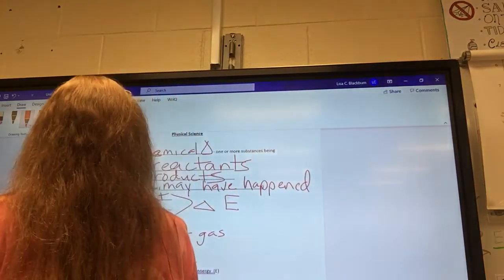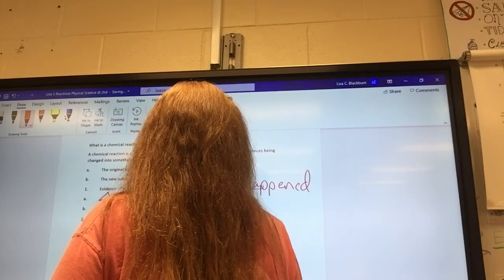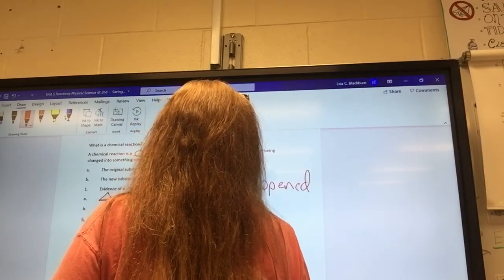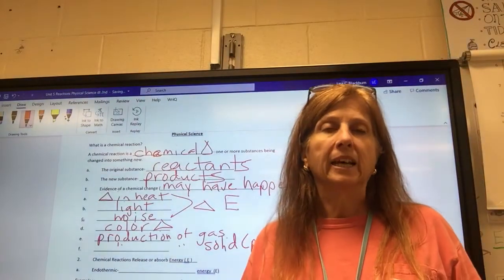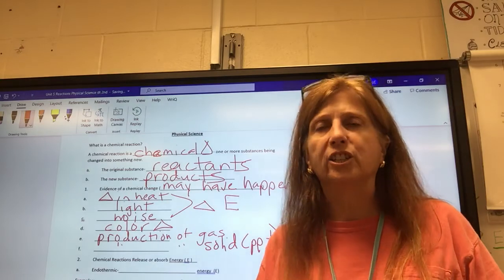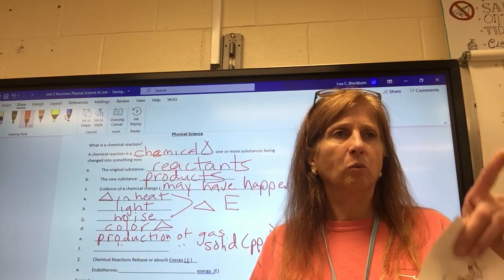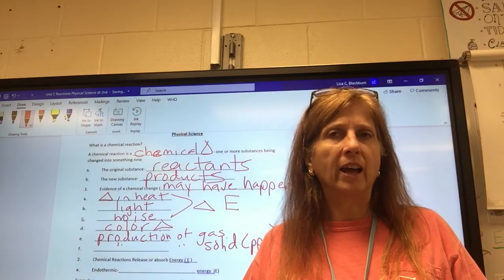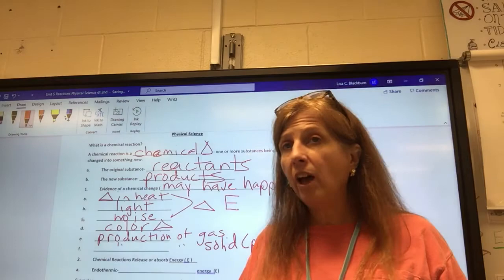Then you can also have production of a solid, which is usually a white powder, and it's abbreviated PPT for precipitant. So you hear that term on the weather. The weatherman says we're going to have precipitation. What does it mean if we're going to have precipitation on the weather? It's going to rain or snow.